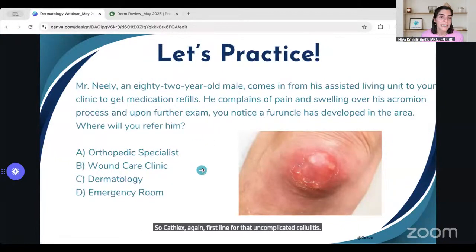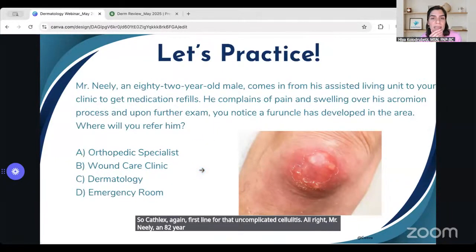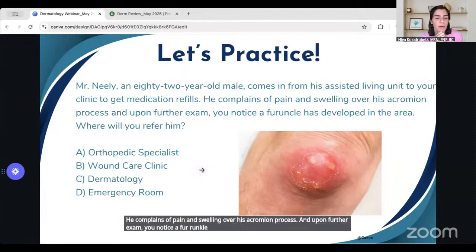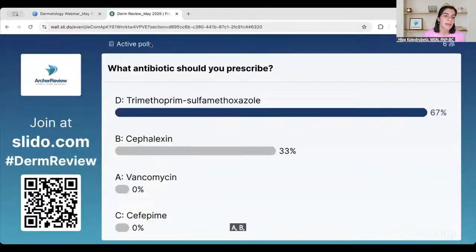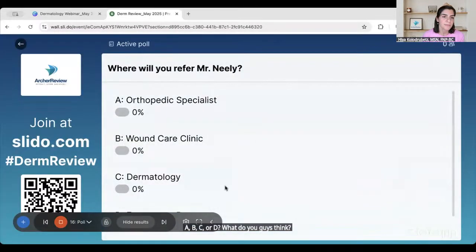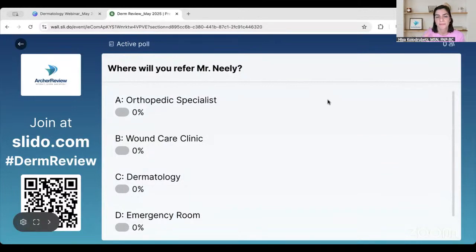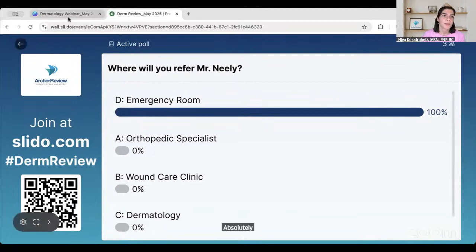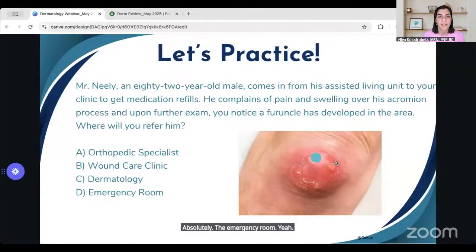All right, Mr. Neely, an 82-year-old male patient, comes in from an assisted living unit to your clinic to get medication refills. He complains of pain and swelling over his acromion process, and upon further exam, you notice a furuncle has developed in the area. Where do you refer him? We kind of hit on this already today. A, B, C, or D? What do you guys think? Absolutely, the emergency room. We definitely want to make sure that we're thinking about osteomyelitis.